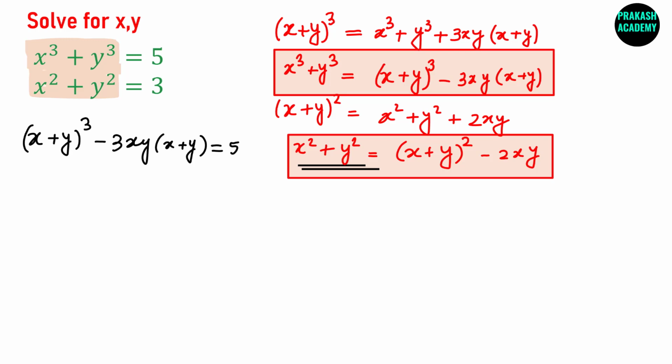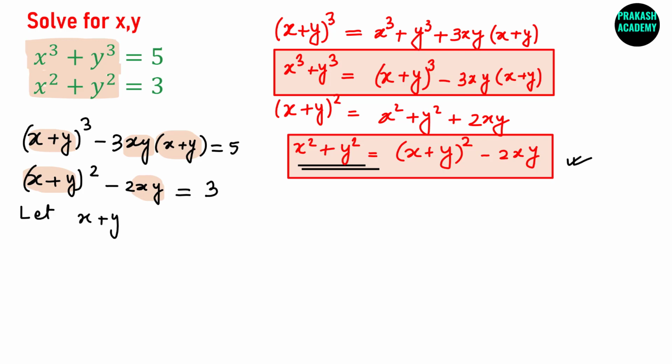And the second equation, I am using this formula, will become x plus y whole square minus 2xy, and this is equal to 3. So now if you look closely at these two equations, you have x plus y, x plus y, x plus y, and you have xy and xy. So I can make a further substitution. Let x plus y be equal to a and x times y be equal to b.